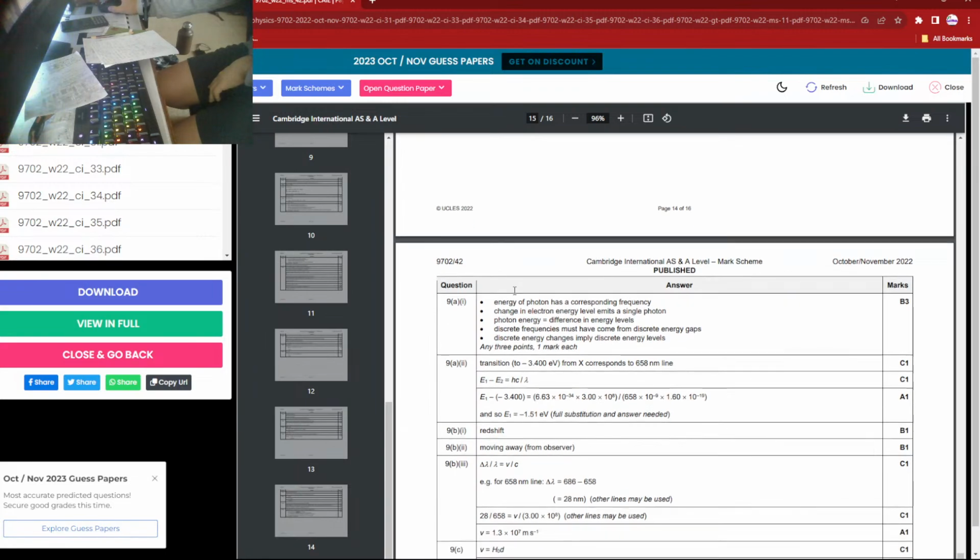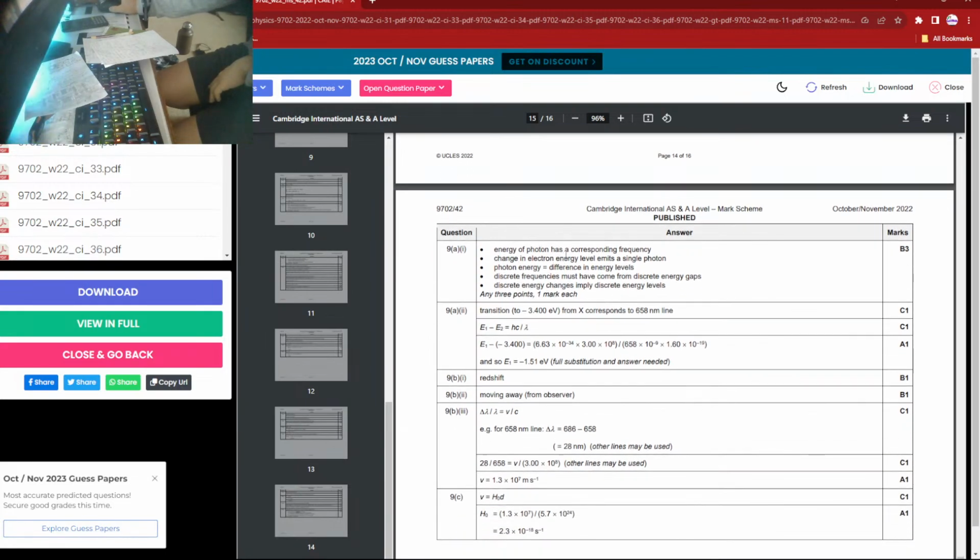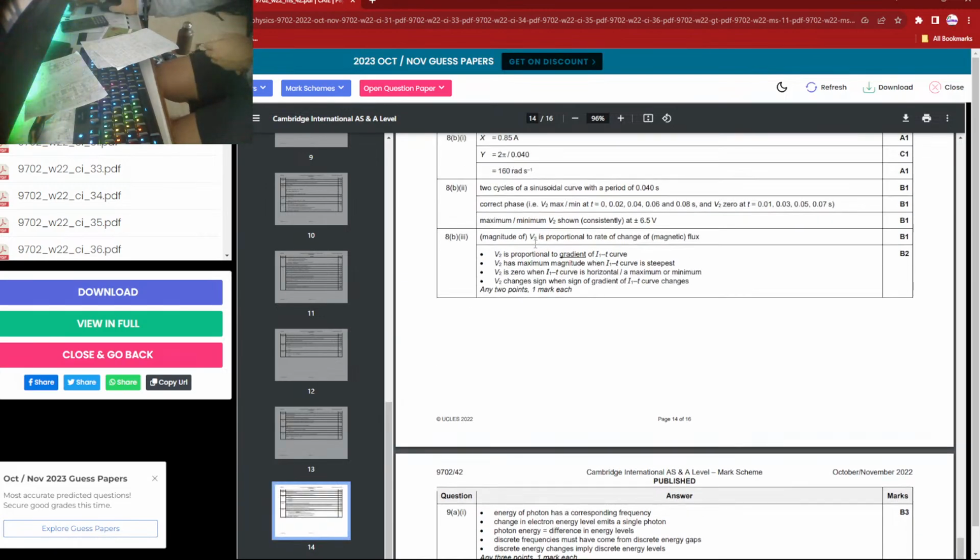9a. Energy of photon has a corresponding frequency. Oh, sorry, we haven't finished answering the questions. V2 is proportional to rate of change in magnetic flux. Yes, I did say that, but I didn't write that down. Oh my gosh. V2 is proportional to rate of change of magnetic flux. V2 has maximum magnitude when the I1 to T curve is steepest. Okay, V2 is proportional to gradient.